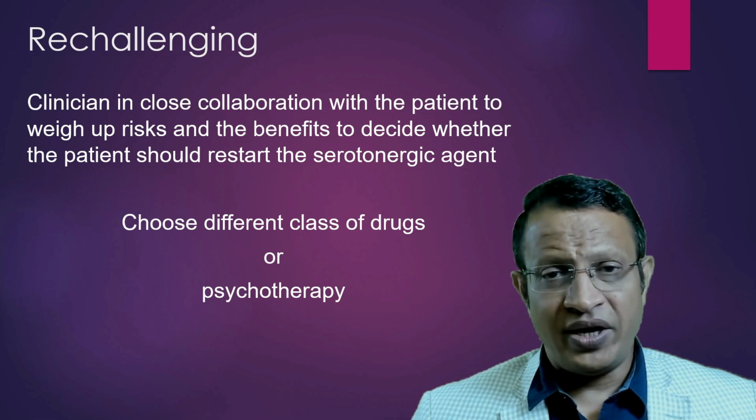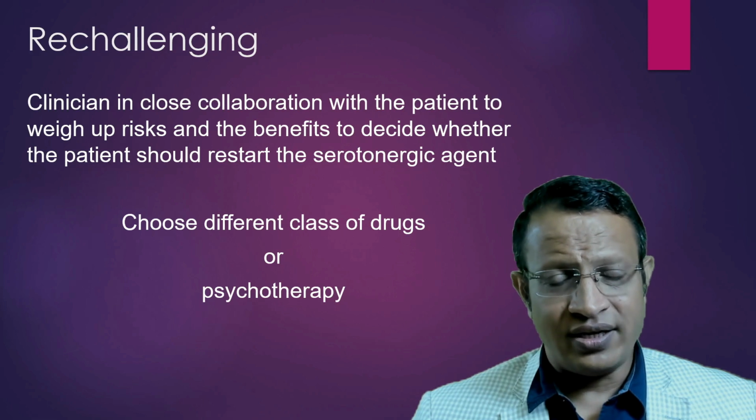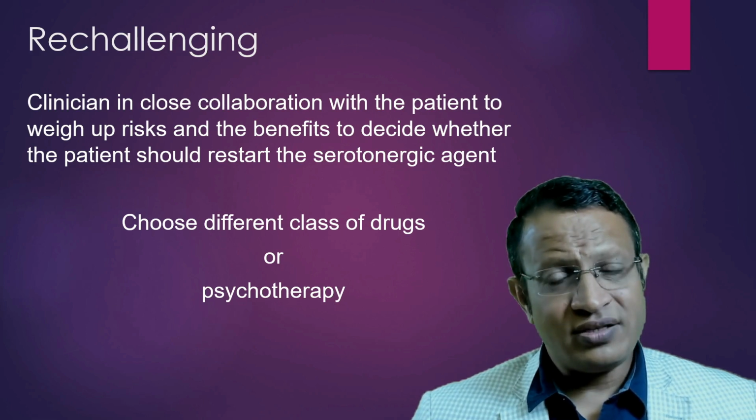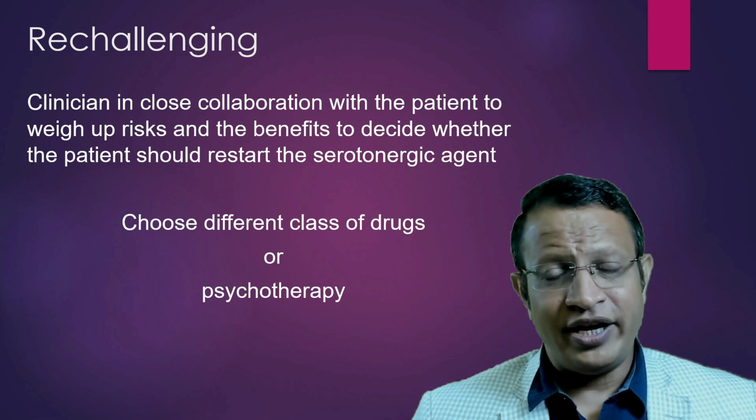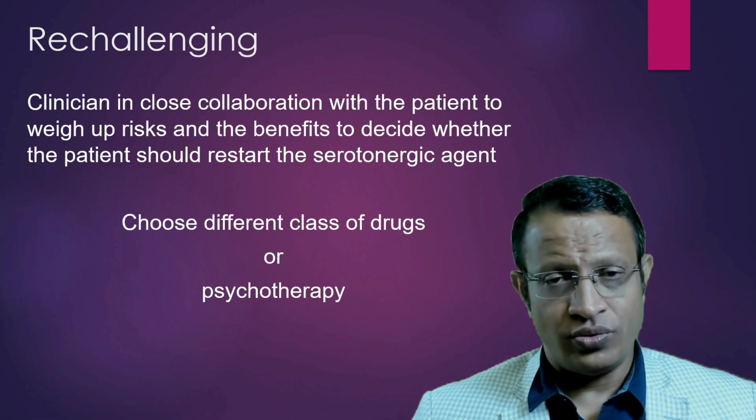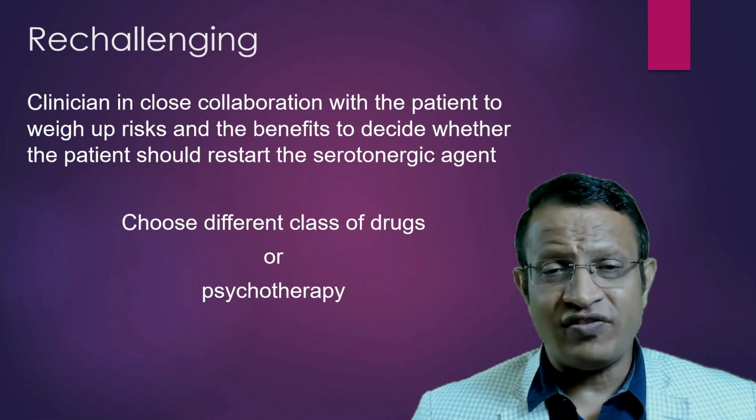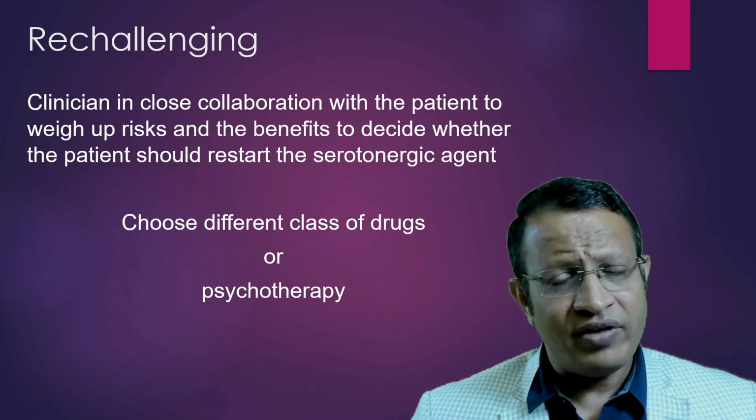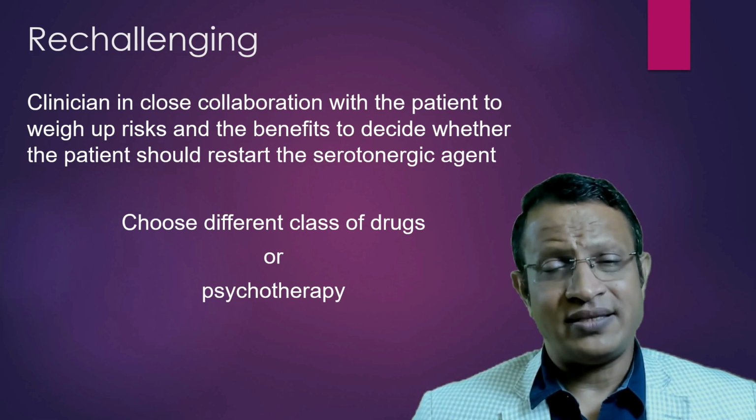You need to discuss with the patient and the patient's family members the need for serotonergic drugs and also the risk of recurrence of serotonin syndrome. The risks and benefits need to be weighed, and the options should be given to the patient and the family members. The patient will decide which one to choose, whether the same medication or a different class of medication, or even psychotherapy can be planned, especially if it is depression, OCD, or any other anxiety disorder.